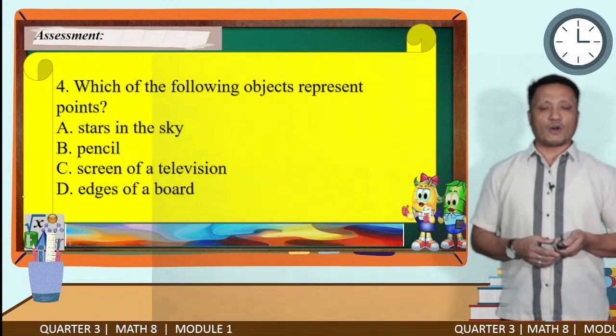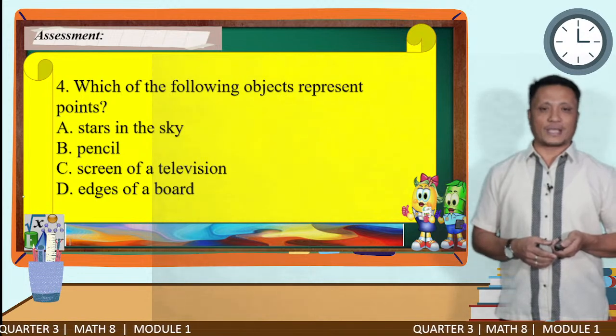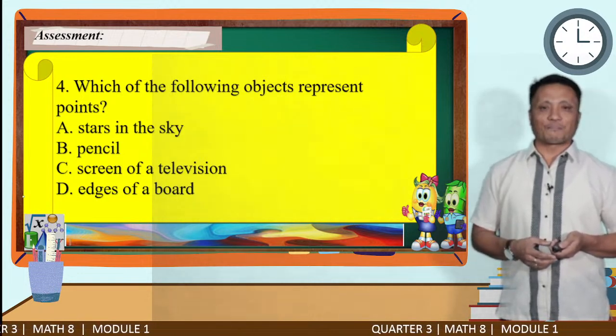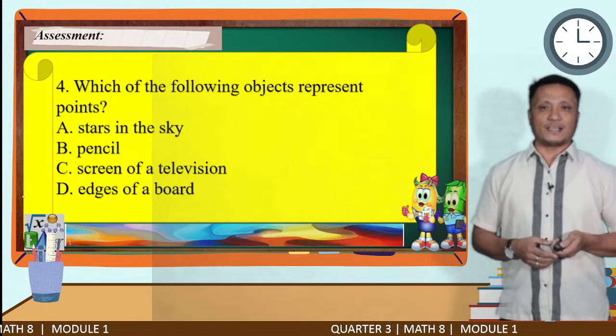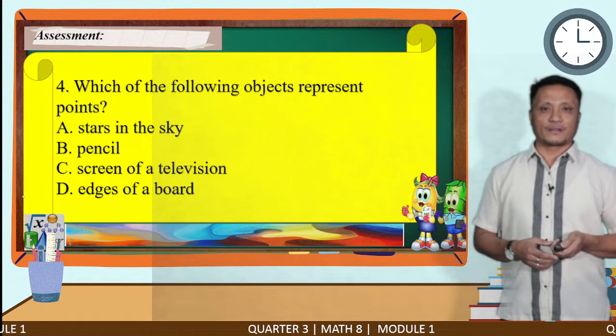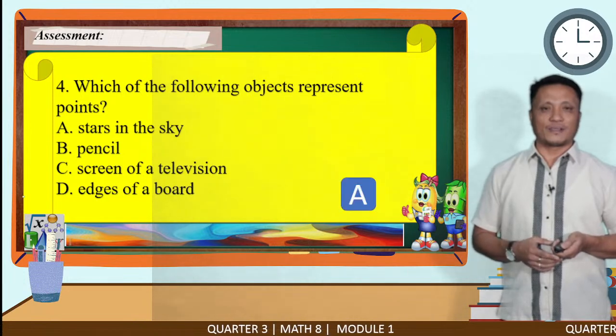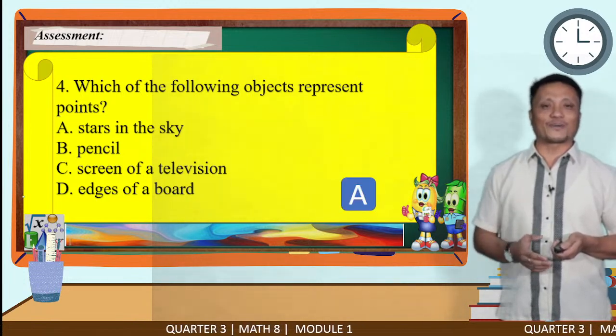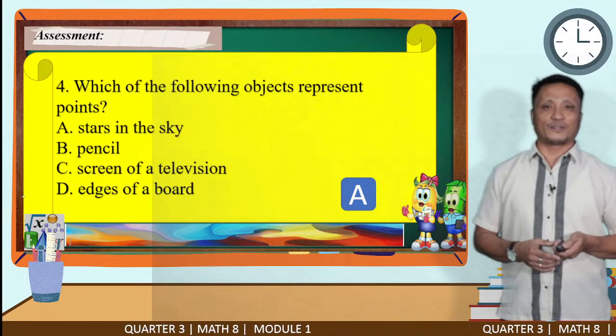Next, number 4. Which of the following objects represents points? A, stars in the sky. B, pencil. C, screen of a television. D, edges of a board. Your answer, please. If your answer is letter A, then you got the correct answer. Very good, class. You're doing great.